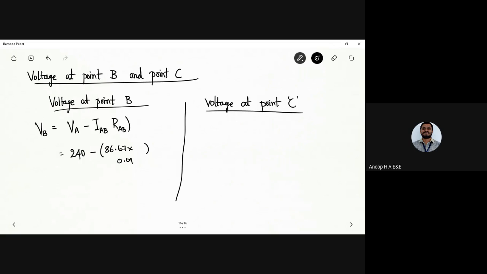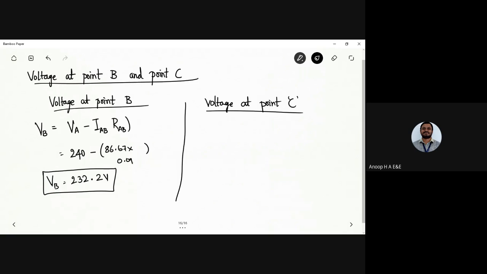Kusuma, can you tell me what is the answer for it? 232.2 volts, sir. Yes, VB is 232.2 volts. That is the answer you get for VB.